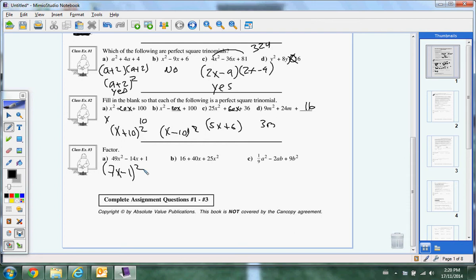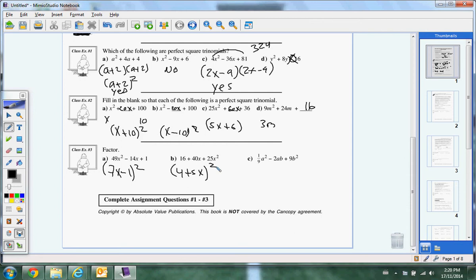This one's written backwards, no big deal. 4 plus 5x. Is 1/9, can I take a square root of that? Yes. To square root something and get something to come out cleanly, the top and bottom have to be perfect squares.